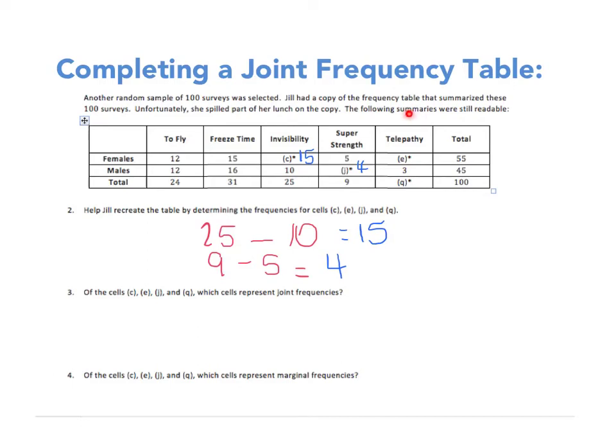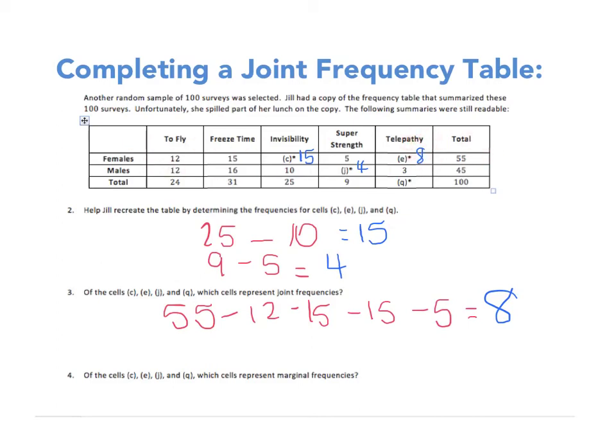Now, we have our column with 2 unknown values, so I can't use the column, but I see that I've already figured out my invisibility value and filled that in, so I can find out what E is by looking at the row. So we have 55, and we have to take away 12, and 15, and 15, and 5 to get our answer, which is 8. So there are 8 females who chose telepathy as their superhero power of choice. And if you check that by adding up all of these, you will get 8 as well.